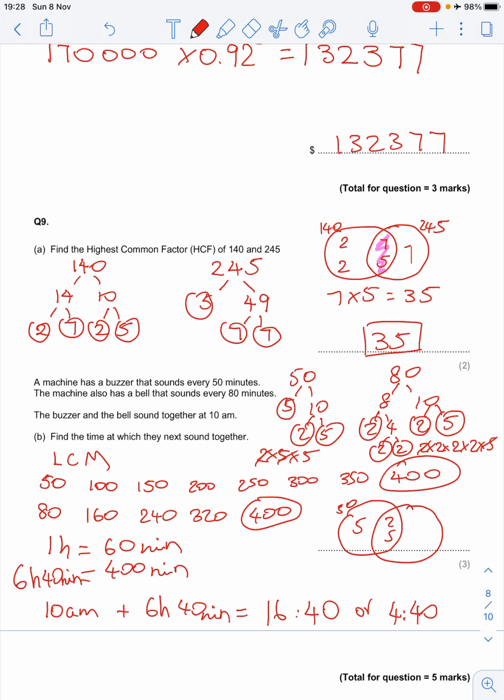So we have 5 and 80. We have 2, 2, 2. So find the lowest common multiple. We multiply them together. So this equals 5 multiplied by 2 times 5 times 2 times 2 times 2. Again, this gives you 400 minutes.